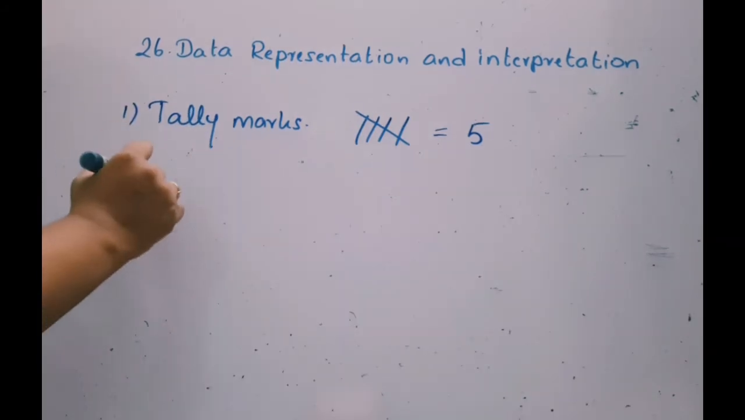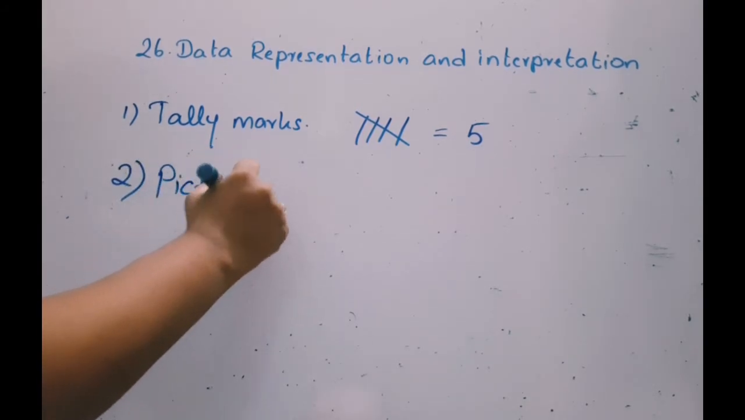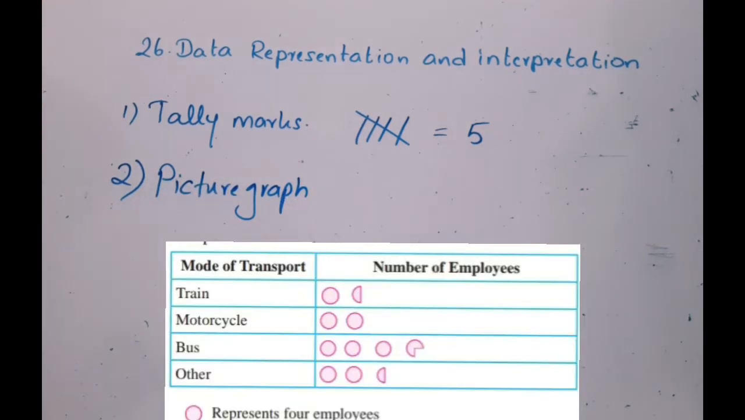Second, you might have learned about picture graphs. A picture graph example is given below. You can see the mode of transport and the number of employees. One circle denotes 4 employees. You count the number, then present it using the symbol, a circle. You can use any kind of symbol. In this particular picture graph they have used a circle.